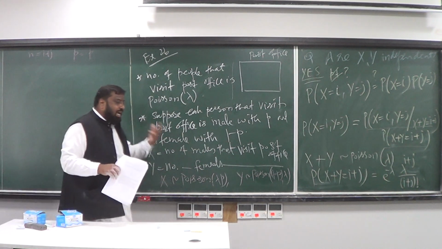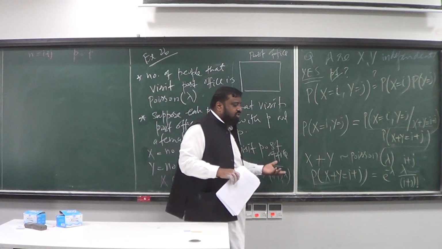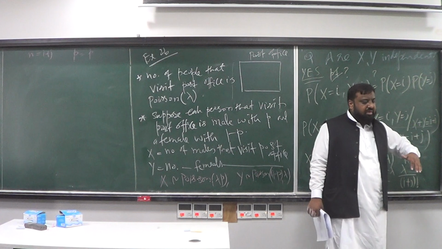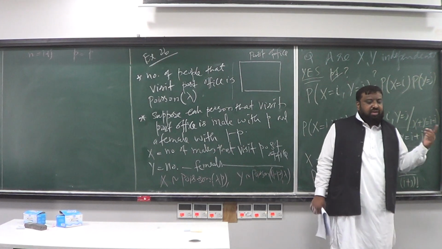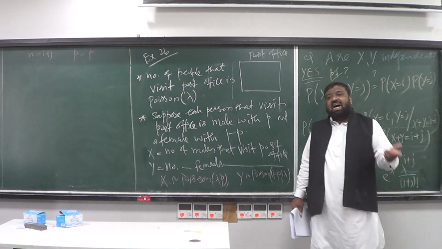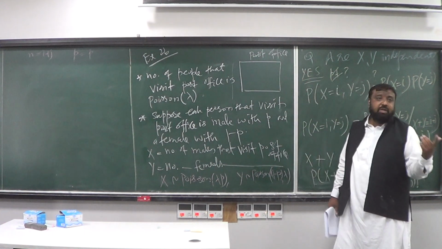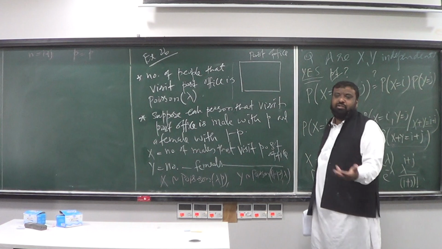So if you have i plus j, you know that i plus j persons have visited the post office. Each person can be male or female. Then what is the probability that i persons out of them are male? And if the i persons are male, obviously the j are female.